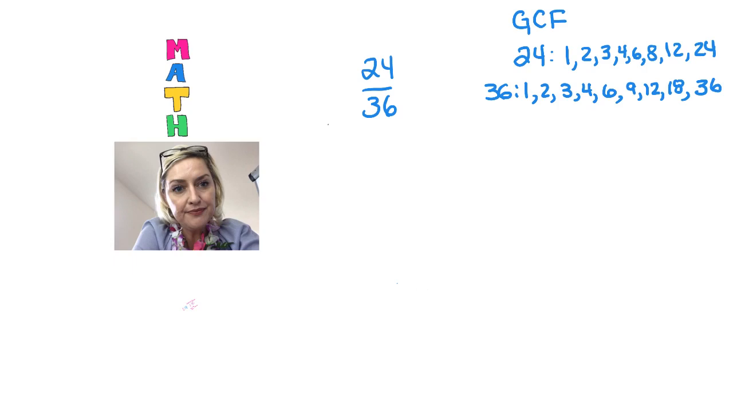So which one is the greatest common factor that they share? Look through the list and see which one is the greatest. Well, the greatest common factor that I see is 12 and 12. So what that means is that we can divide the numerator and denominator by 12, okay?